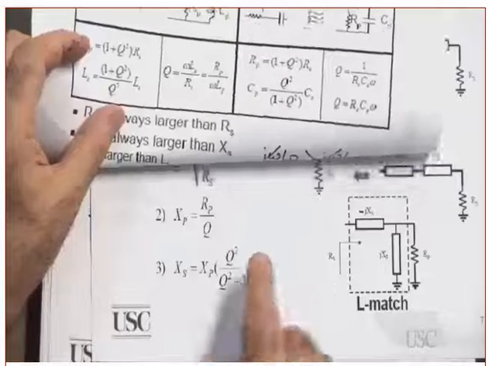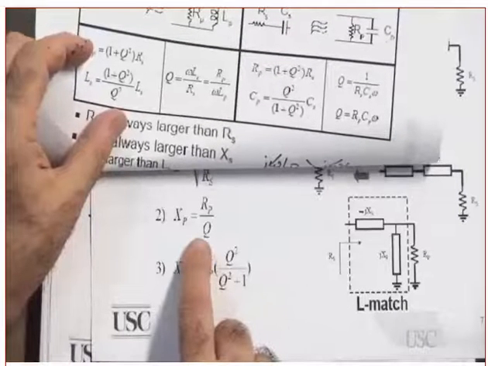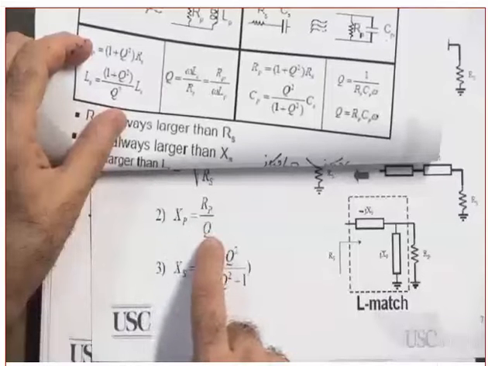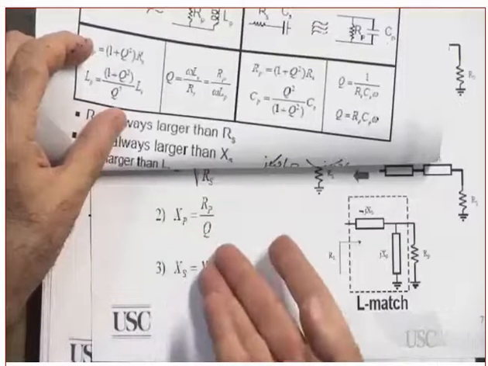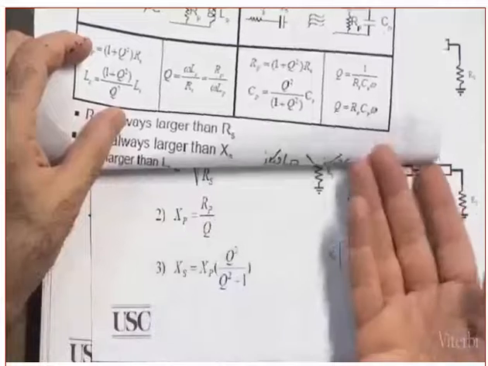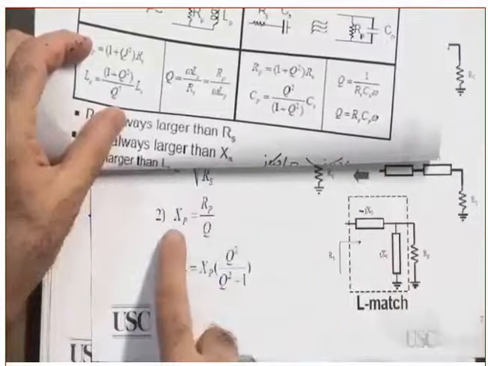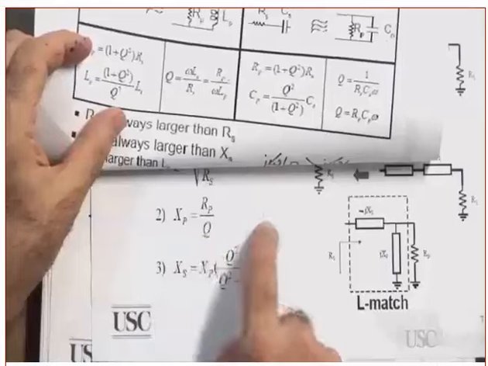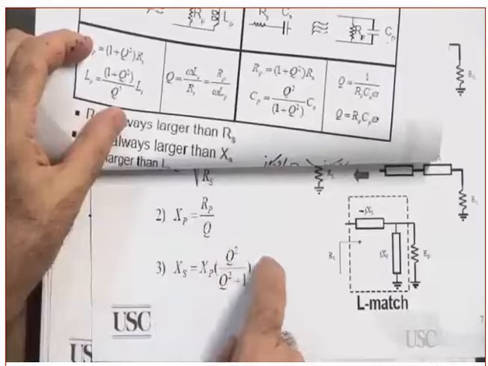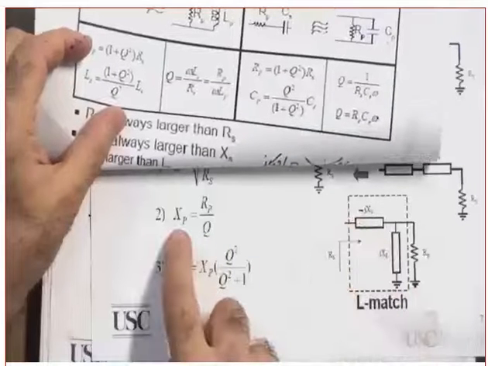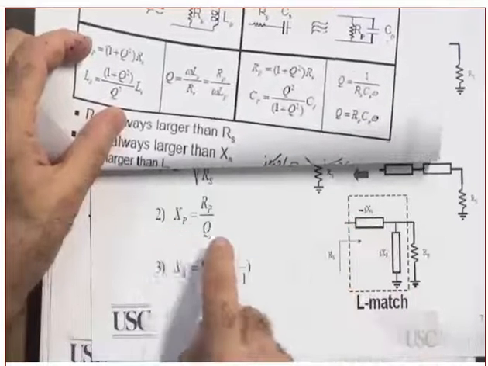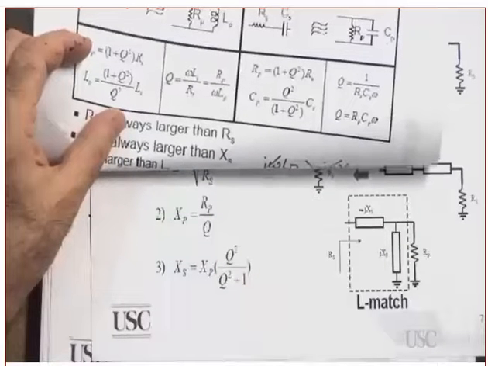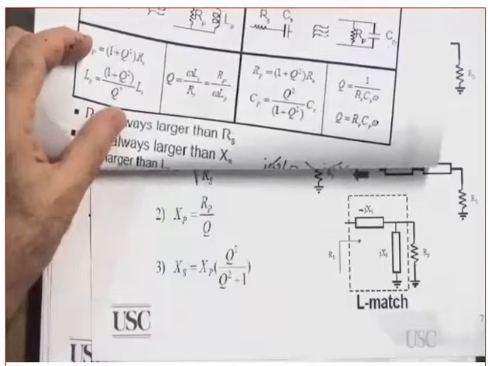Okay, finally, where did this come from? XP is equal to RP over Q. That's the definition of the Q for the parallel circuit. Yes or no? If XP happens to be inductive, then the Q is R divided by omega naught L. Yes or no? If XP happens to be capacitive, then the Q is RP times j omega naught C. Did you get this or not?